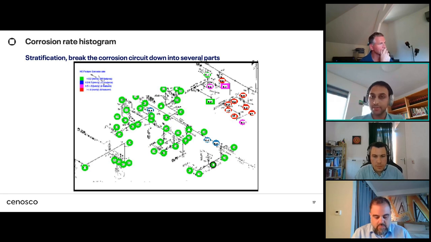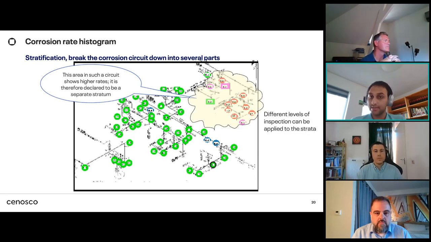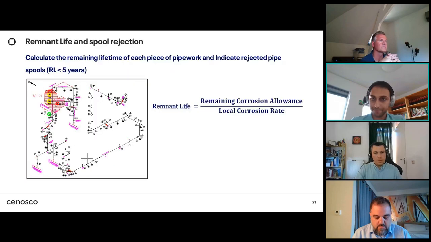Whereas on the top right-hand corner, you see certain locations on the pipework which have a higher corrosion rate. So this is something that you could stratify, saying that this would be a separate part. You could mark them as a separate strata, and you could also assign a different level of inspection, particularly to that strata.